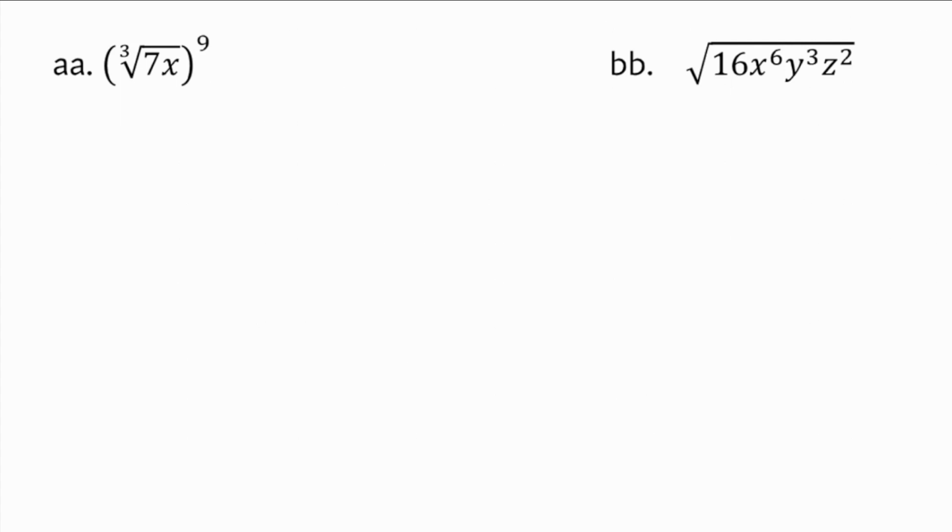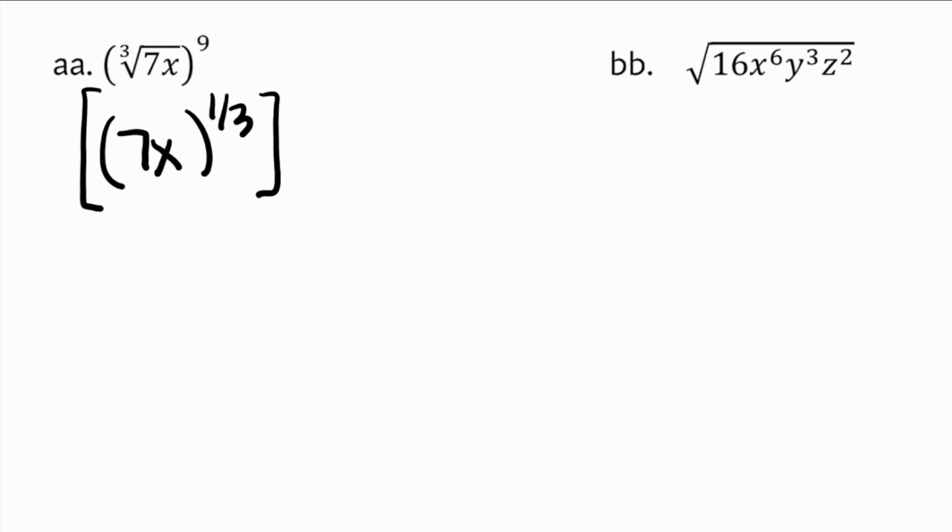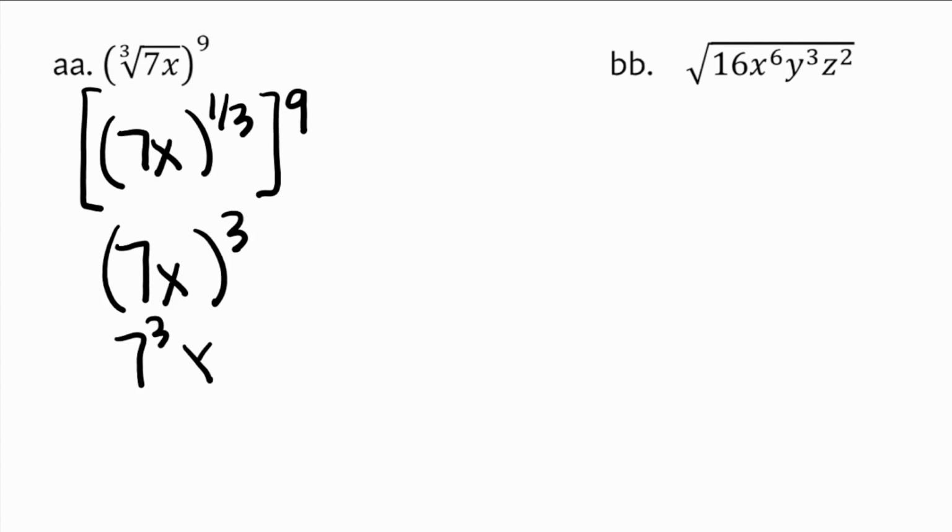Alright, so something's cube root taken to the 9th power. Well, we would multiply that exponent by 3. And the cube root, remember, that's the 1/3 exponent. So I'm taking that to the 9th power. I would multiply those and have the 3rd power of 7x. Okay, so that'd be 7 to the 3rd times x to the 3rd. Oh, 7 to the 3rd.